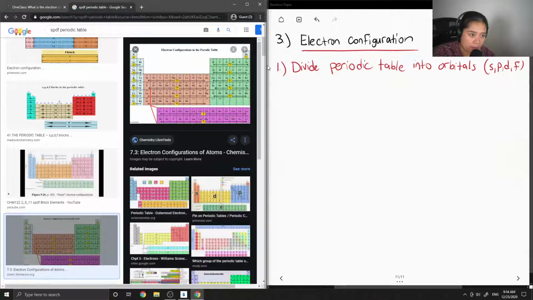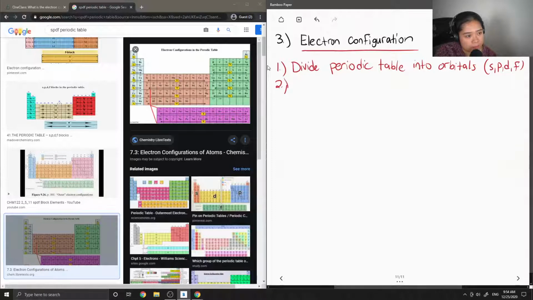So after we divide the periodic table into these orbitals, then starting from hydrogen, you move from left to right down the periodic table, and then you want to write your row number, then the block letter.